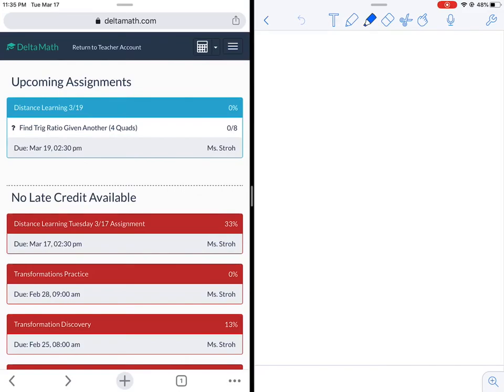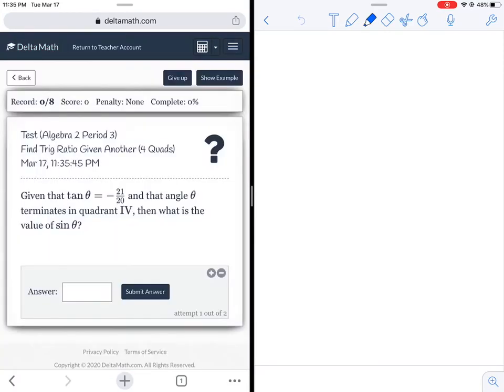I think tomorrow we are going to start something new, or maybe I'll wait till Monday to do new content. But for today we are doing another Delta Math. You guys have been doing good with these, so I just wanted to continue this while we're still adjusting. So today we are doing 8 questions on finding trig ratios, given another in all 4 quadrants. So let's take a look.